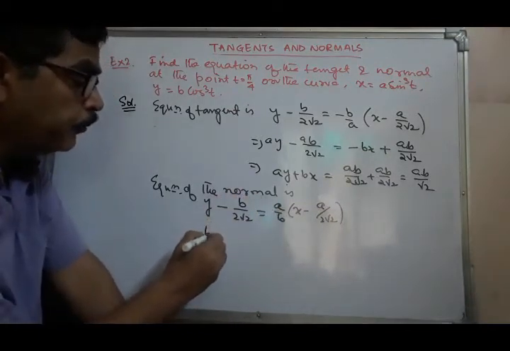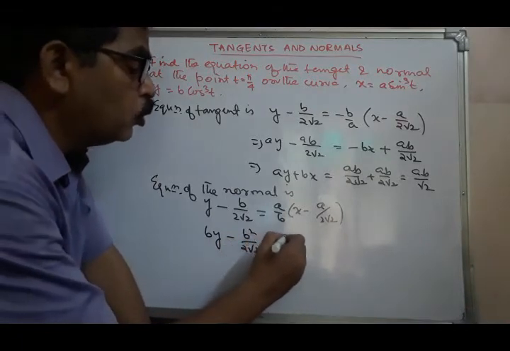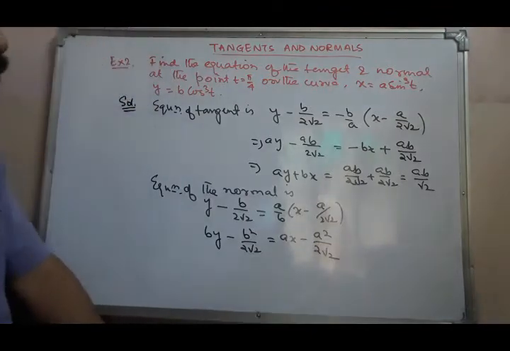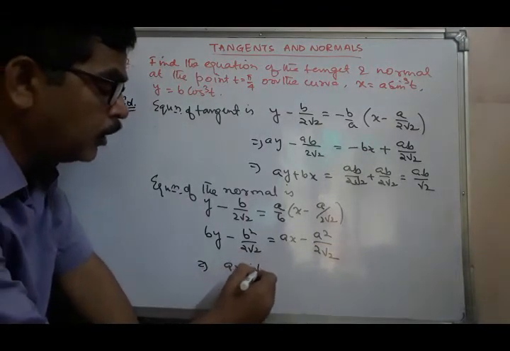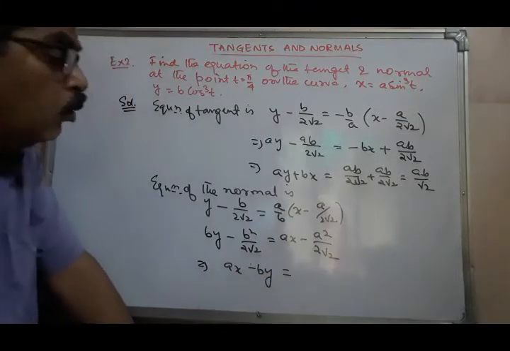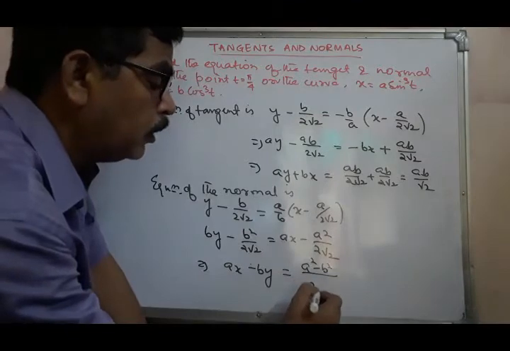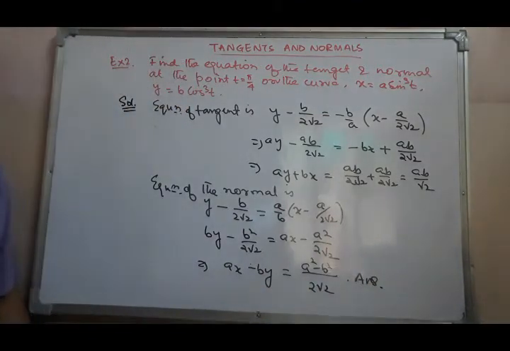Multiplying b by minus b square by 2 root 2 equal to ax minus a square by 2 root 2. So as a result we will get ax minus by equal to a square minus b square by 2 root 2. So this is the answer.